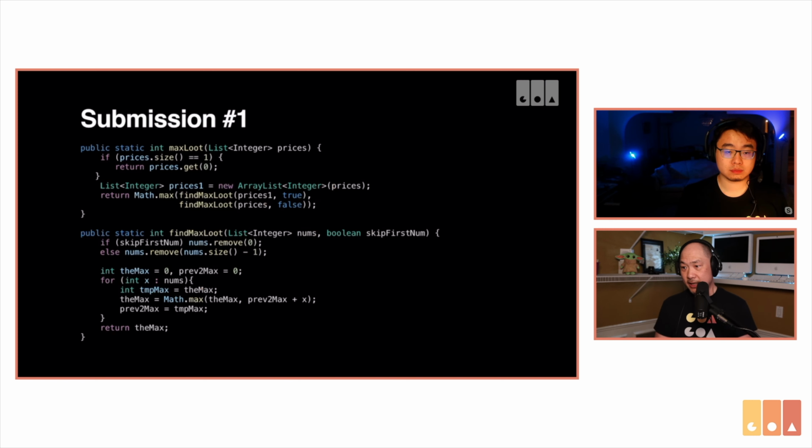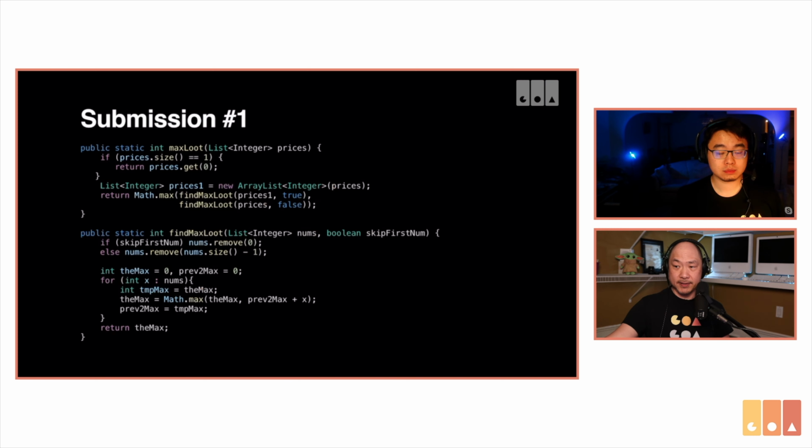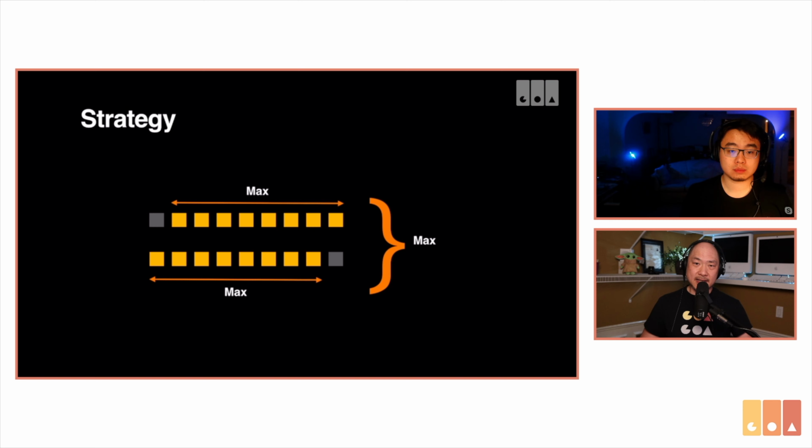So this submission here was submitted by Oscar. And before we jump into his code, let me just walk you through his strategy here. So what he does is he takes two approaches. First he takes a look at all the houses except for the first one, and then the second approach is all the houses except for the last one. So he splits the logic into two.